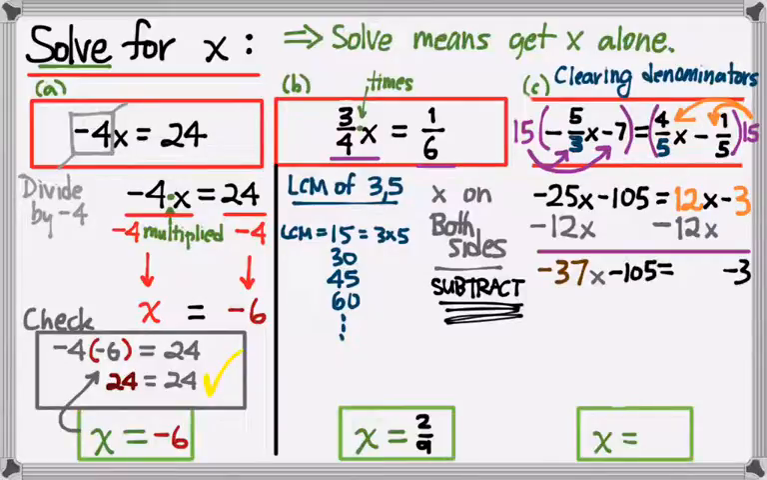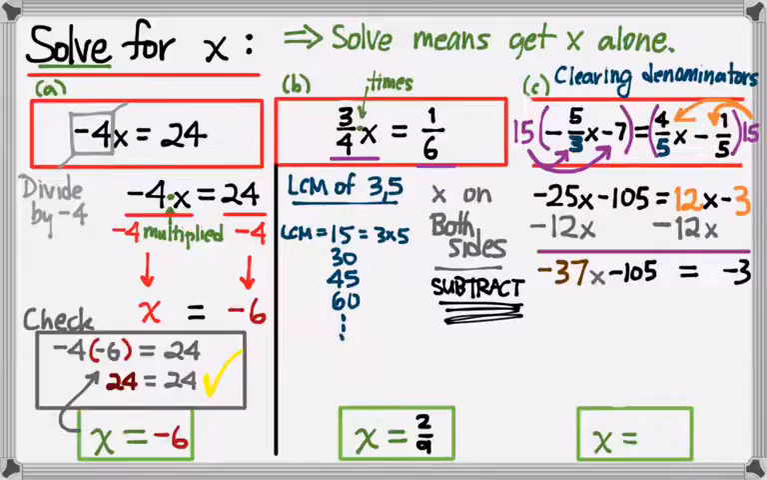So now we've fixed the x on both sides problem. The first problem we fixed was the fractions. We got rid of them by clearing denominators. The second problem we fixed was the x on both sides problem. We fixed that by subtracting one of the x terms from both sides in a way that it cancels on one side, as happened here.